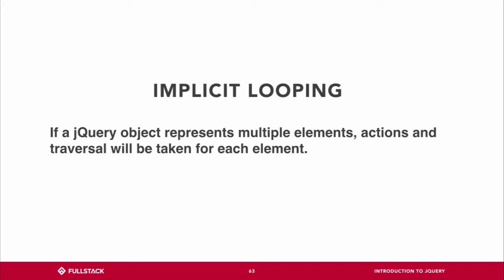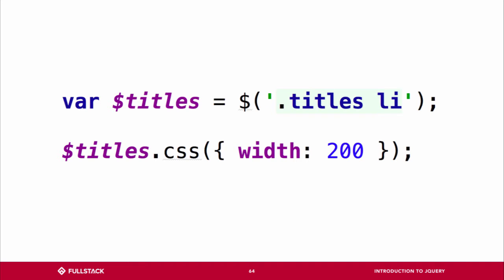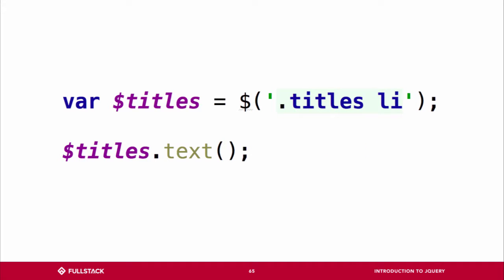Part of what we spoke about here is this implicit looping that goes on. When you have a jQuery collection and you call a method on it, internally, it's going to loop over it. So in our example with the titles, if we wanted to set the width for each of these titles, we could use a selector to get all the list items that are underneath the class of titles. Then if we called CSS, it's going to loop over all those elements and set the width. There are also methods that we could use to get the text.